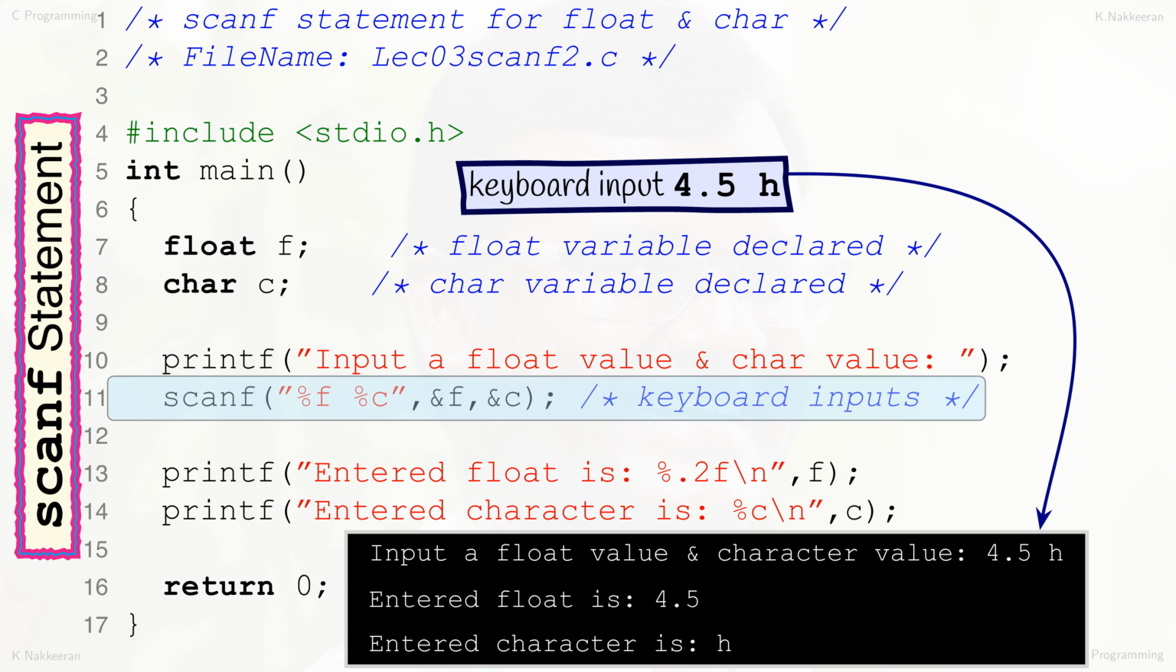4.5 float value is stored in the 4 bytes of memory allocated to float variable f. H character value is stored in the 1 byte of memory allocated to character variable c. Thus, input values of the variables can then be used for further processes or to display them on the monitor using appropriate specifications provided in the printf statement. Outputs of the printf statements at line 13 and 14 are shown at the bottom of the screen as per the respective specification and variable name provided.